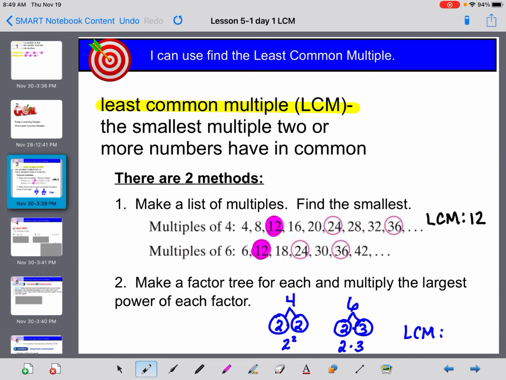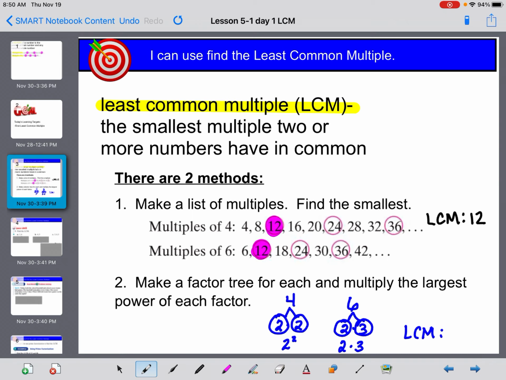There are two methods that you will learn for finding the least common multiple. The first method is to make a list of all of the multiples and find the smallest. The second method is to make a factor tree for each and multiply the largest power of each factor.